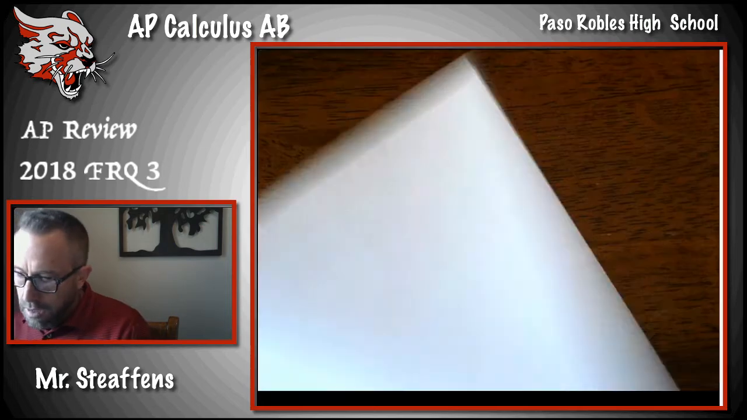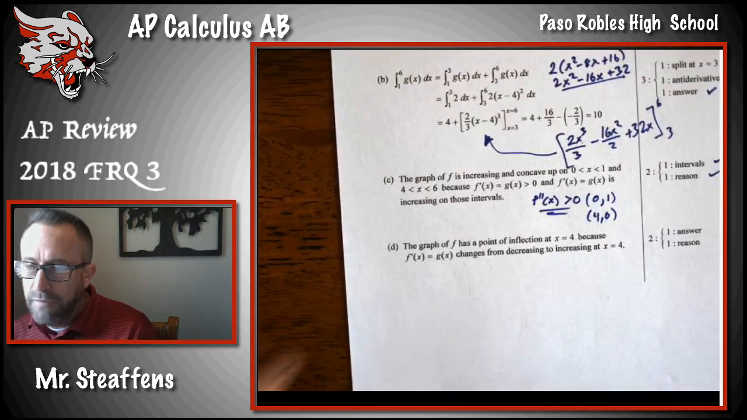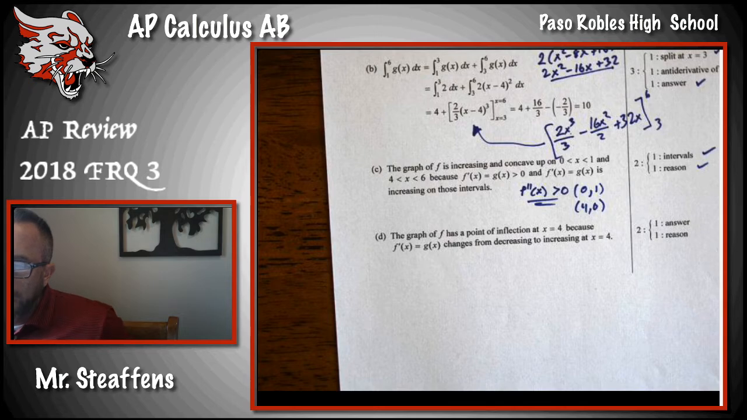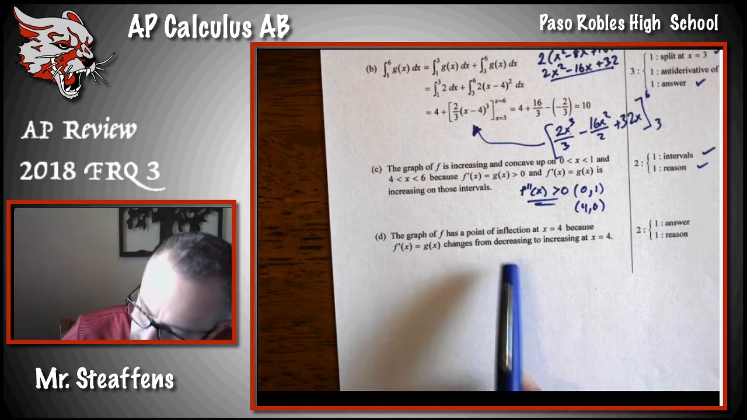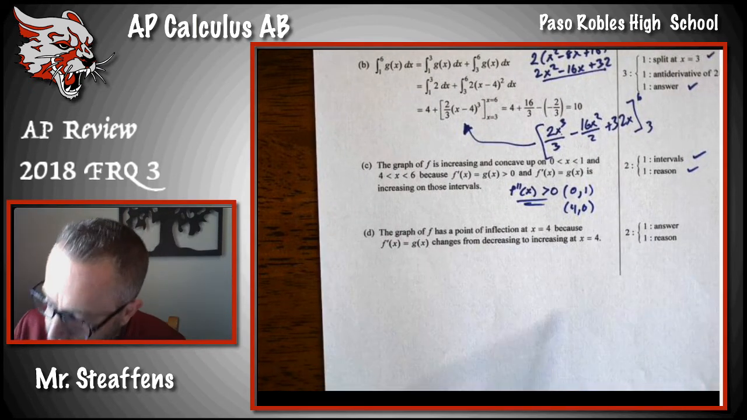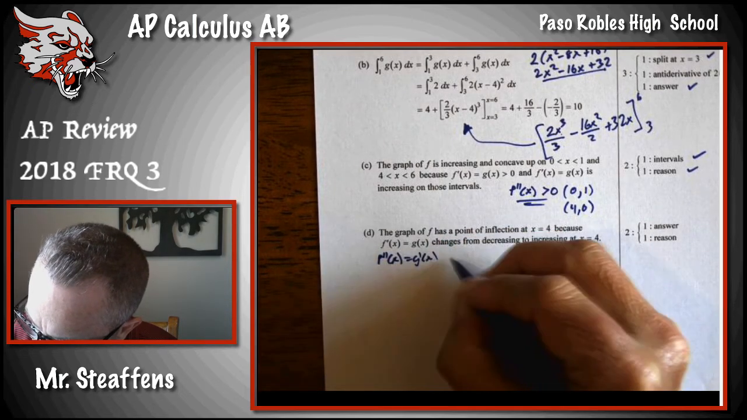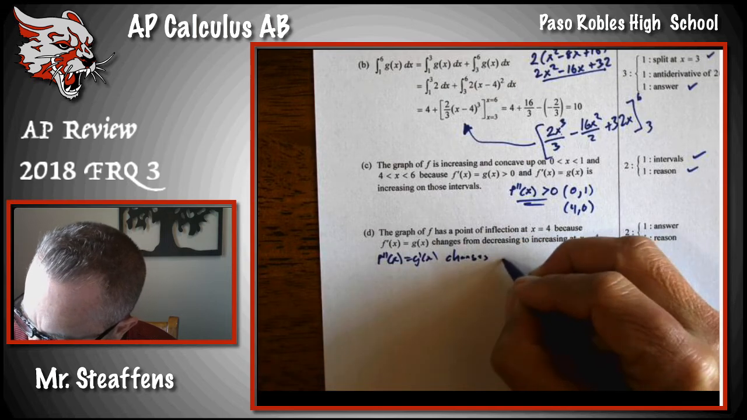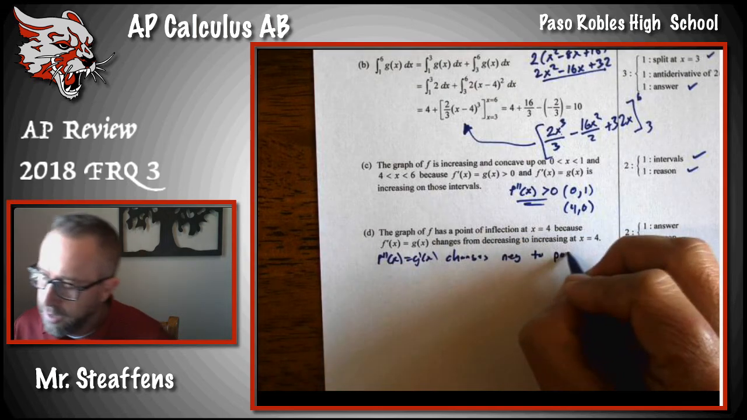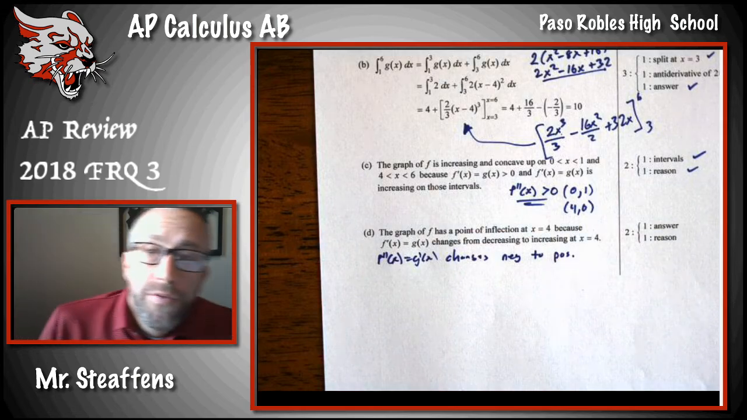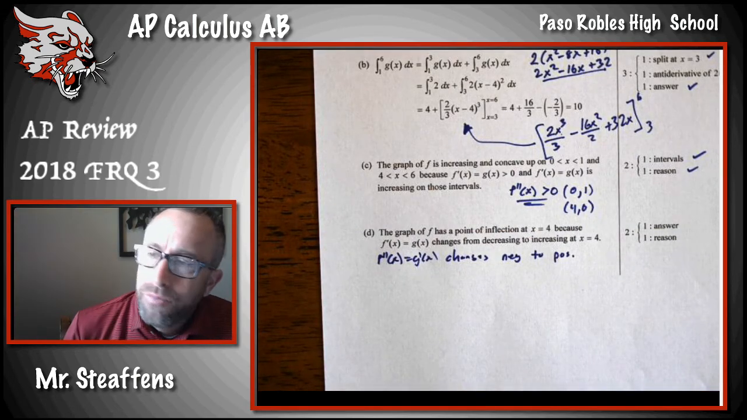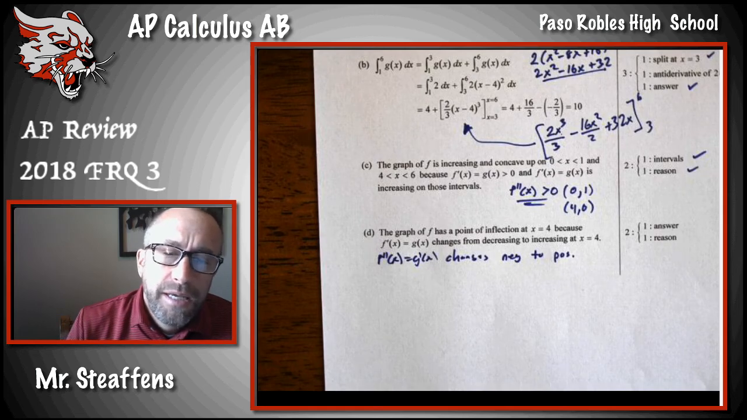And there it is. The graph of f has a point of inflection at x equals 4 because f prime equals g of x changes from decreasing to increasing, right? When it says it changes from decreasing to increasing, it means f double prime changes from negative to positive, right? At x equals 4. All right, hopefully you got through that one. Guarantee you it's on the test. Redo it, think about it, do it again, check it again, make it happen. Good luck. Catch you next time.